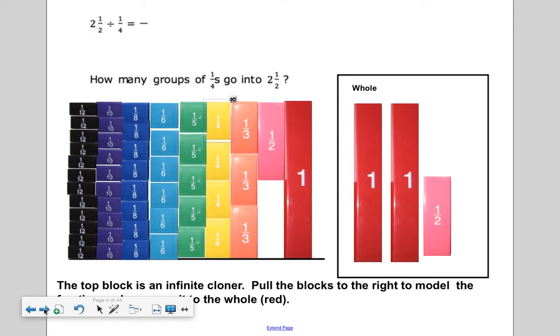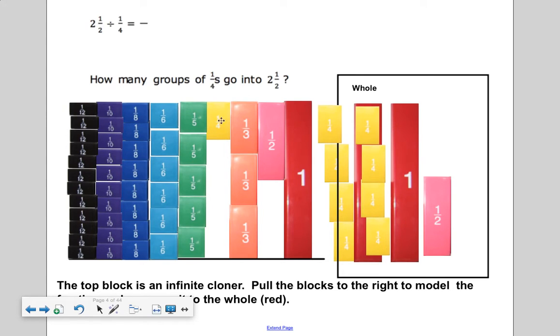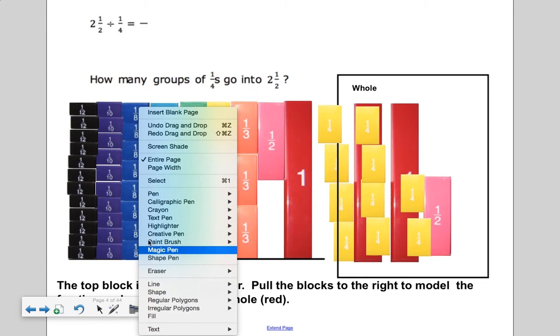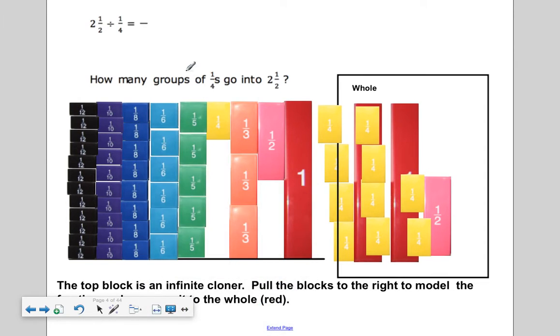Let's look at another example. I've started with 2 1/2 again. How many fourths go into 2 1/2? I want to divide this into fourths. So I see so far 3 groups of fourths, 4 groups, 5 groups, 6 groups, 7 groups, 8 groups, 9 groups of fourths, and the answer is 10. There are 10 groups of 1/4 that go into 2 1/2.